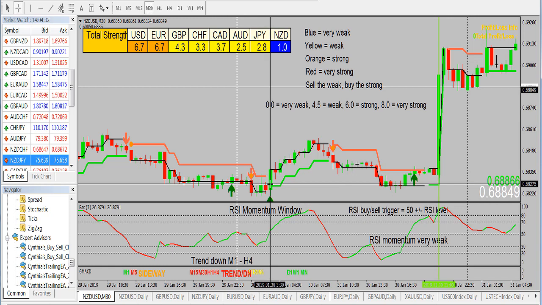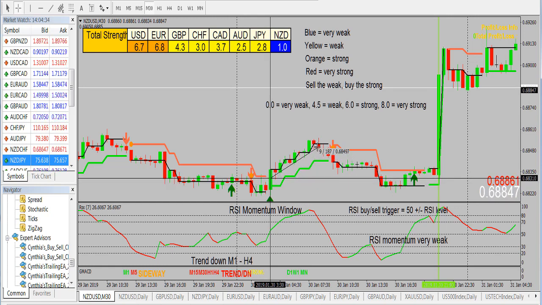Now here, somewhere in here, you could have entered, and there's your exit, 20 pips. So maybe after spread you would have gotten 20 pips.